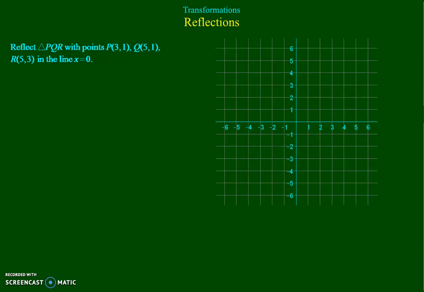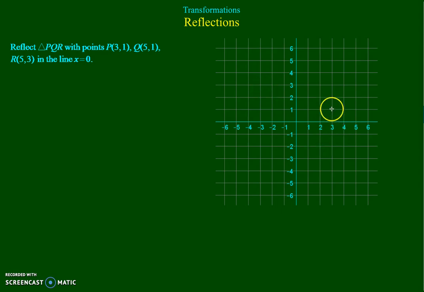This is part 3 of the series Transformations, and in the last part we worked an example using reflections, and we reflected a triangle across the line y equals 0, which was the x-axis. This time we're going to use the same triangle, PQR, but we're going to reflect in the line x equals 0. So x equals 0 is the vertical line, which is the y-axis. So we're reflecting this way now. So let's go ahead and plot our points.